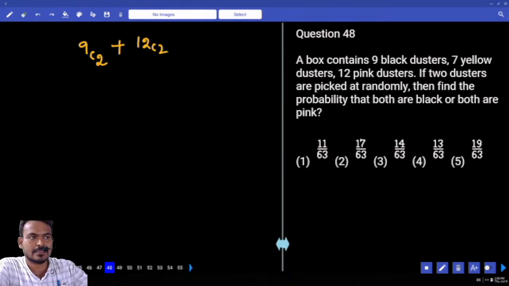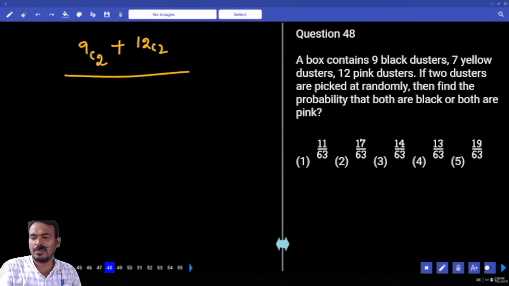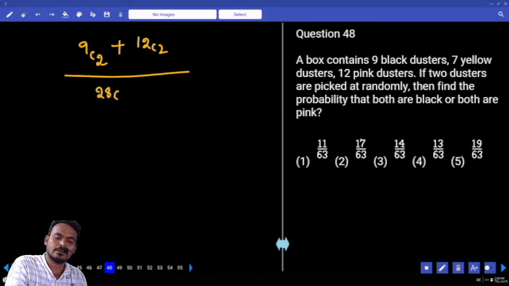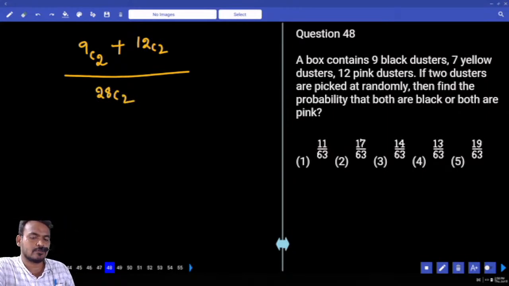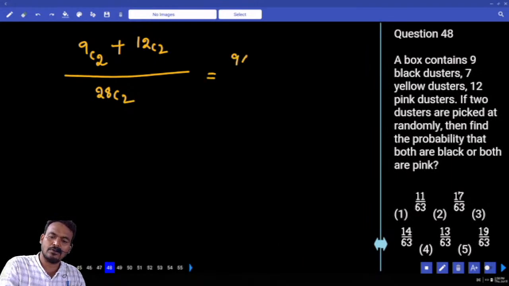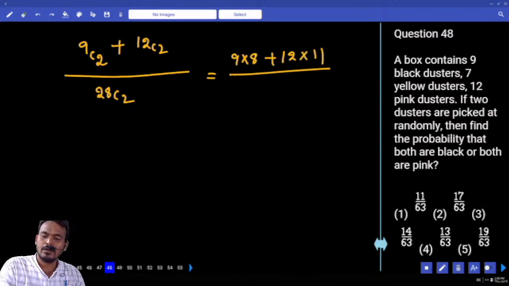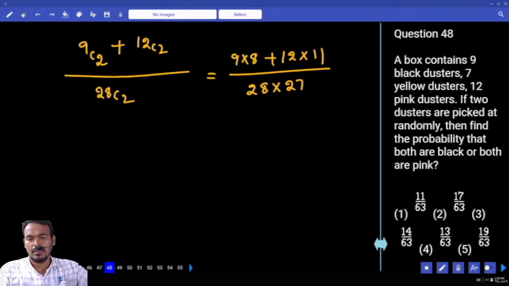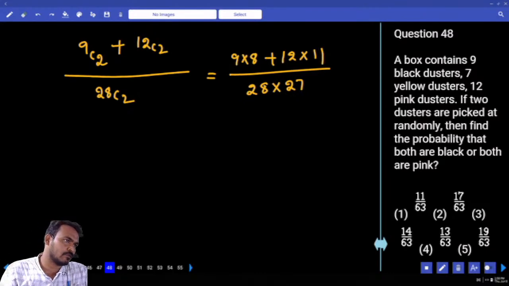Or means adding or multiply? Sorry, adding. Divided by total how many dusters? 28. Then we write 28 C2. 9 C2 plus 12 C2 by 28 C2. In all the cases, denominator 1 into 2, 1 into 2 is common. Then directly we write the numerator values: 9 into 8 plus 12 into 11 by 28 into 27. Okay. Numerator 12 common, denominator also 12 common.